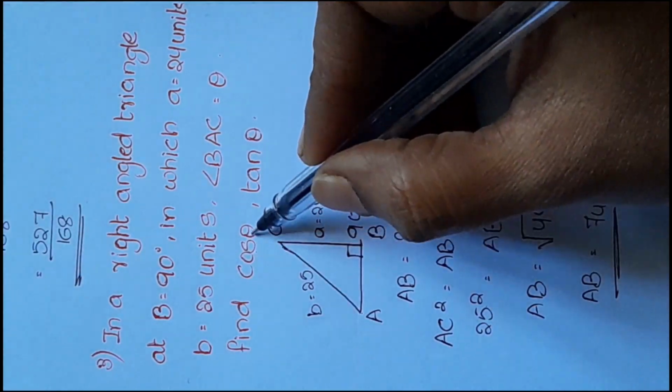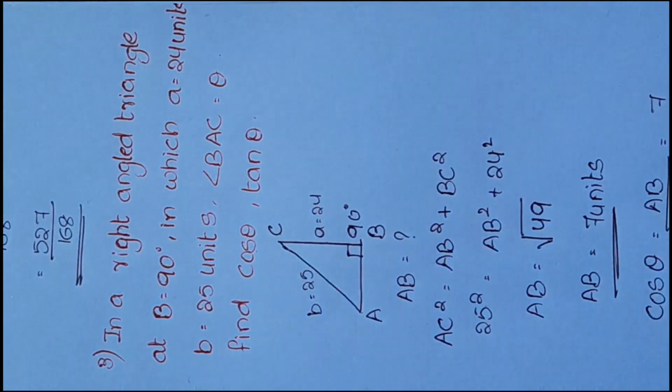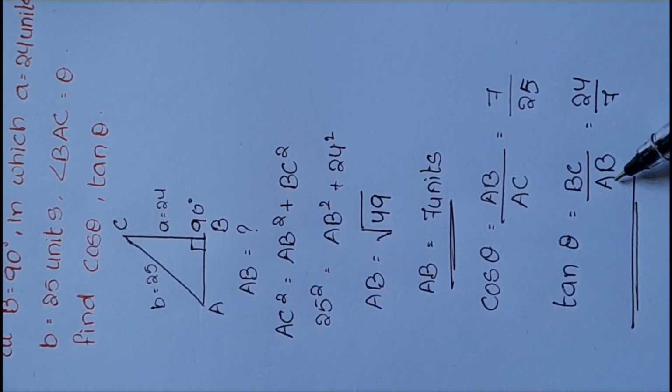Now we should find the values of cos theta and tan theta. Cos theta is equal to AB by AC. AB value is 7 and AC value is 25. Tan theta is equal to BC by AB. BC value is 24 and AB value is 7. This is the solution.